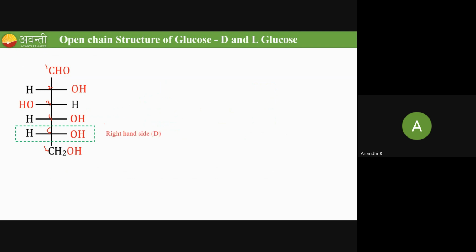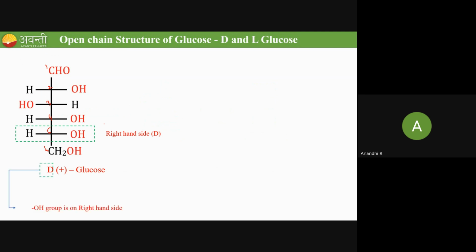In this molecule, the OH group is present on the right side. If the OH group of the last but one carbon is present on the right side of the molecule, then the particular compound configuration is called D configuration. And it is called D plus glucose. I'll give you the meaning for that plus in a few minutes. So the name is D plus glucose.